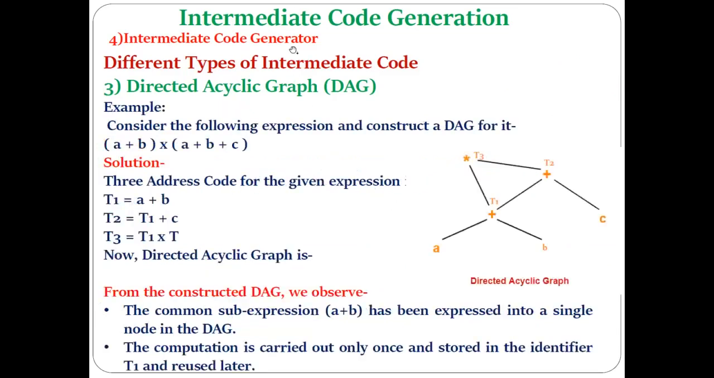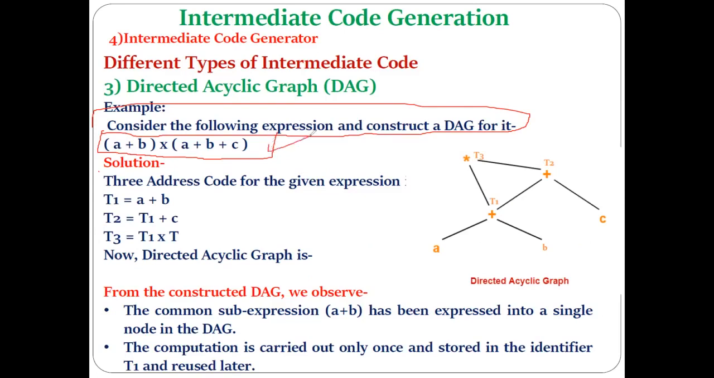Okay, let's see this in an example. Now consider the expression, the same expression we are taking, and construct the DAG for it. The expression, in parentheses, is (A plus B) into (A plus B plus C). Now, as I said, first you have to construct the three address code. Sometimes you may directly get the three address code, and utilizing it, the question may be asked to draw the DAG. But here, a plain expression is given. If such a plain expression is given, then first you have to generate the three address code. So the solution is: first generate the three address code. How to generate it? Already I told you.